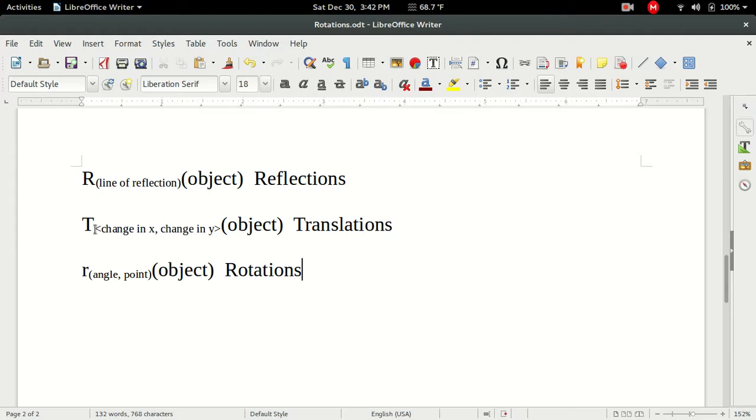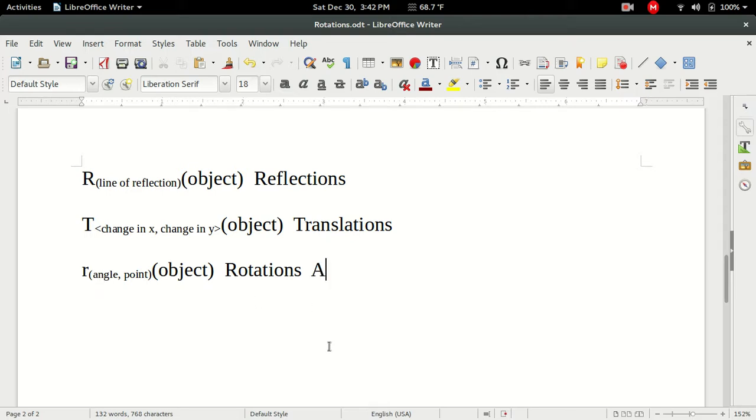For translations, we have the little arrow brackets, and then we have whatever our change in x is and whatever our change in y is, and that's what we add to our specific coordinates x and y for every single point in our object for our translation. For a rotation, we're going to use a lowercase r, and we're going to have a subscript. The first number that will be given to you will be whatever your angle of rotation is.